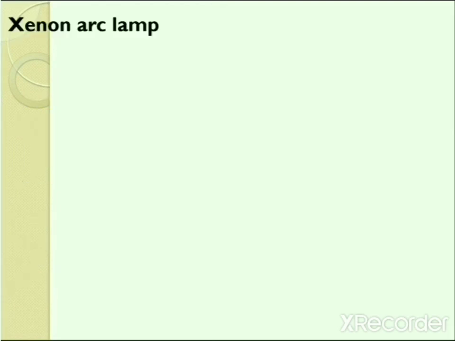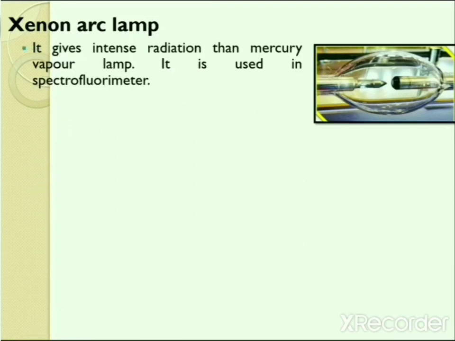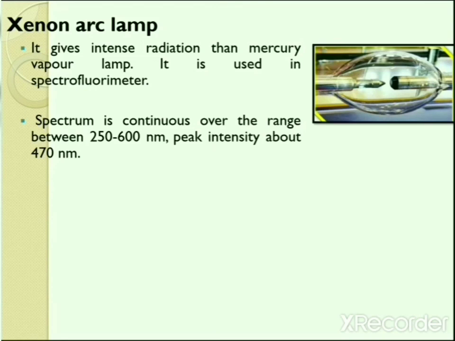Next type of lamp is xenon arc lamp. Xenon arc lamp is a highly specialized type of gas discharge lamp in which electric light produces through passing of electricity through xenon at high pressure. In this lamp, ionized xenon is filled within a glass enclosed cell. Xenon arc lamp produces more intense radiation than mercury vapor lamp. Spectrum is continuous over the range between 250 to 600 nanometer. Peak intensity is about 470 nanometer.